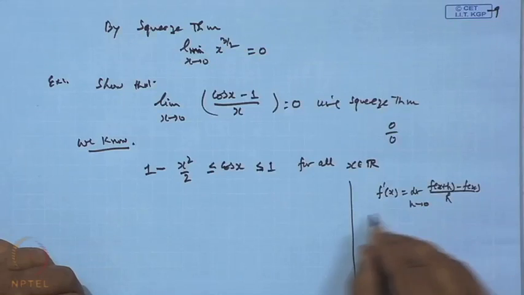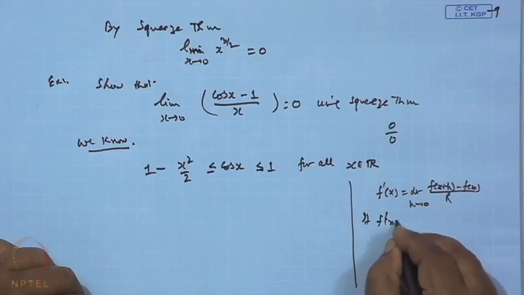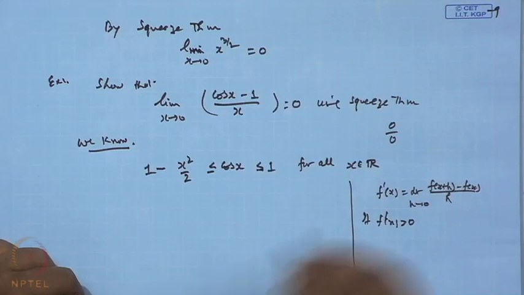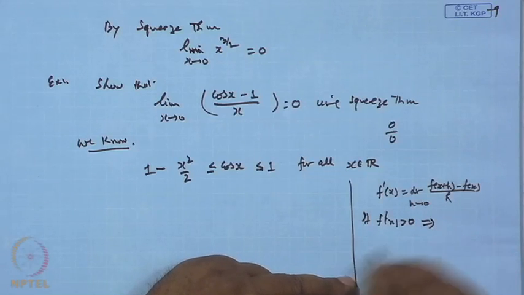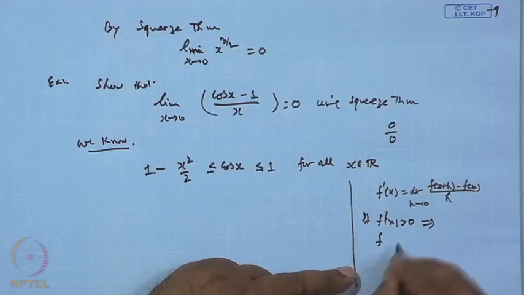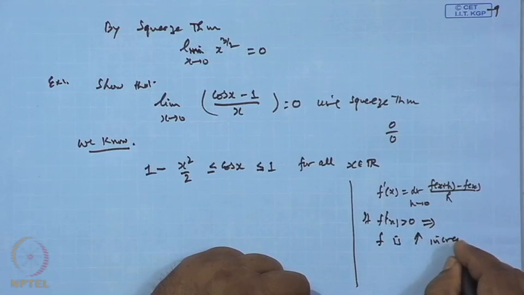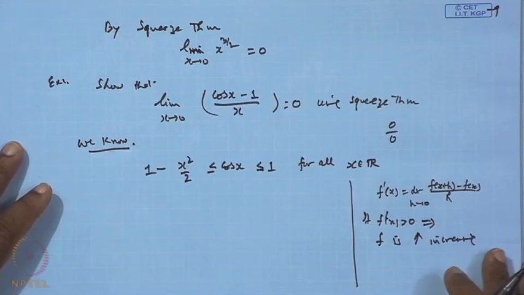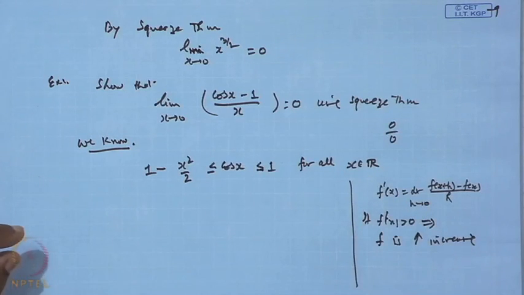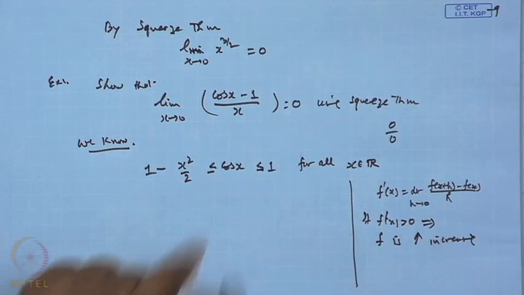So, if f dash is greater than 0, then, as I will show when we go for differentiability, this implies that function f is an increasing function. That is the one which I will prove when we go to the application of the derivative, but here I am using this part.